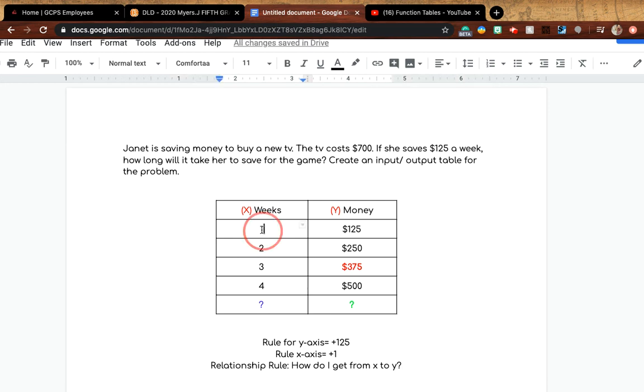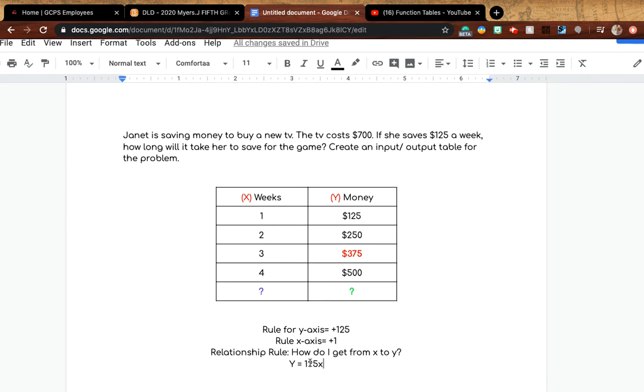So for this problem right here, 1 to 125, 2 to 250, 3 to 375, I'm noticing right here what I'm having to do in order to get my y value is I need to multiply my x value by 125. So my relationship rule is going to be y equals 125x. Now, notice there's no symbol in between 125 and x. That is because, if you remember back in order of operations, if there's no symbol given for the operation, that means that we are multiplying.